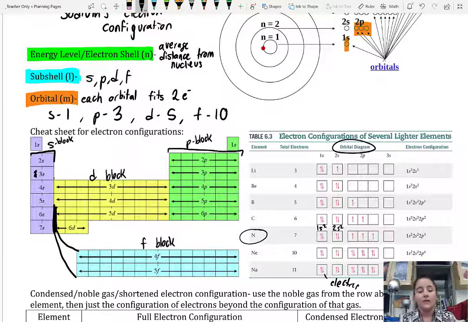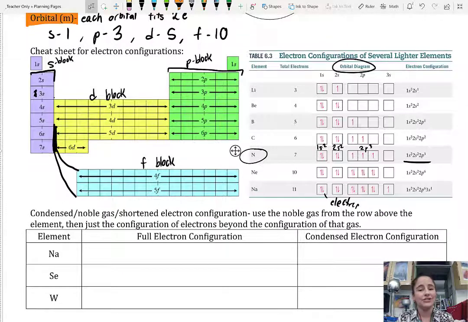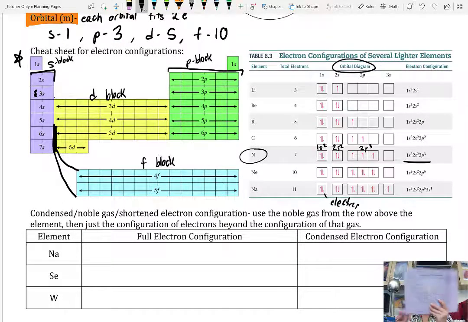Now the electrons repel each other. They're negatively charged. That's Coulomb's Law. So they're going to spread out and fill in 1 in each orbital before they will double up. That's one of the rules of electron configurations. Now to write electron configurations, you can use this little cheat sheet. And once you've used this cheat sheet enough, you won't even need it. You'll be able to see it just on the periodic table.